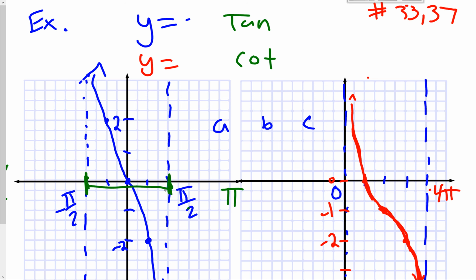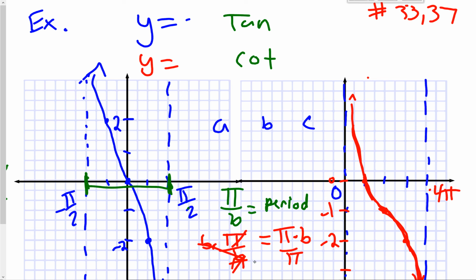This period length of the blue one is just pi, and normally I take that and divide it by b, and that's how I find my period length, right? So if my period length is just pi, I can set this equal and solve for b. Multiply both sides by b, then divide by pi. The pi's cancel as long as the b's. So my b is equal to 1, so it's just plain x in here. That's how I find my b.